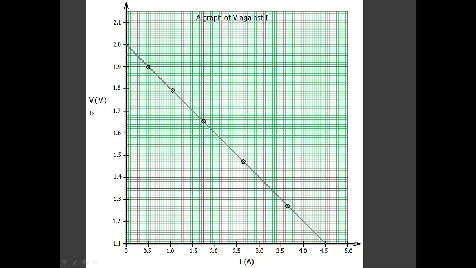If this is a graph of V against I, we say that the vertical intercept here gives us E, as long as it starts from 0. And the gradient, which is the same as the slope, is equal to negative r. So to get r, you get the negative of that slope. You get a slope times negative 1.